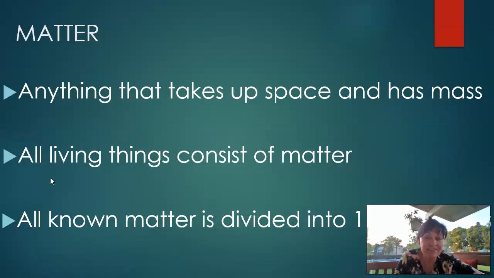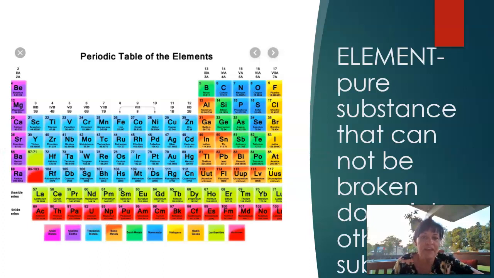Anything that takes up space and has mass is considered matter. Anything living is made of matter, and all known matter is divided into 118 elements. You know these. We've got these easily identified in a 2D form on the periodic table of elements. That's where you can find those 118 elements, okay? So an element is a pure substance that cannot be broken down into any other substance, okay?